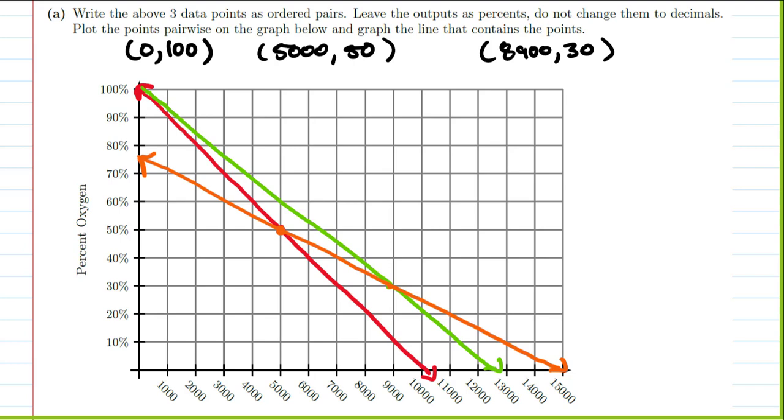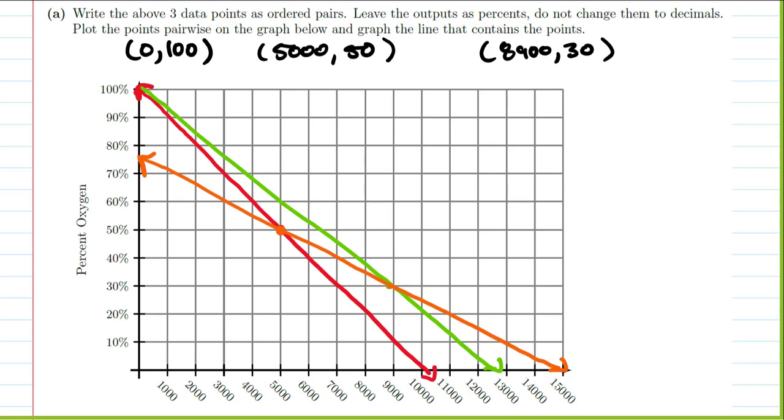So if I wanted to use a line to model the percentage of relative oxygen at a height, I could ask the question, which one of these 3 lines is going to be the best model? The orange one, the red one, or the green one? All 3 of them contain 2 of the 3 data points, right? But which one's going to be the best way to determine how much oxygen is available at any altitude?